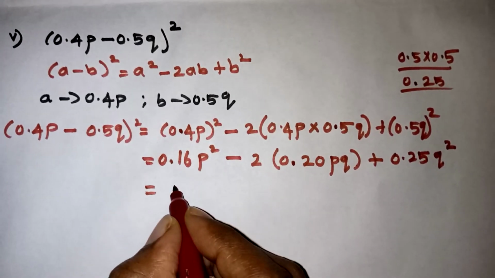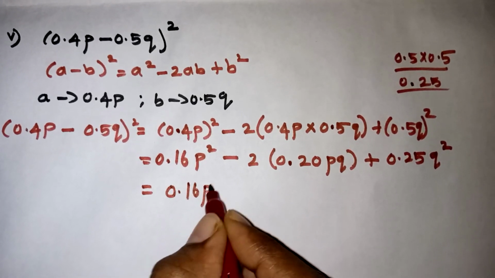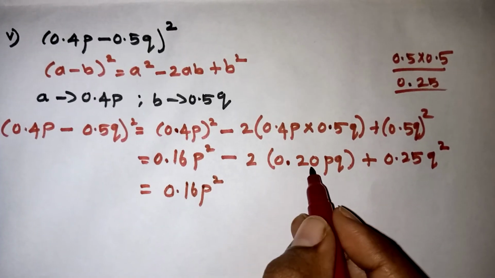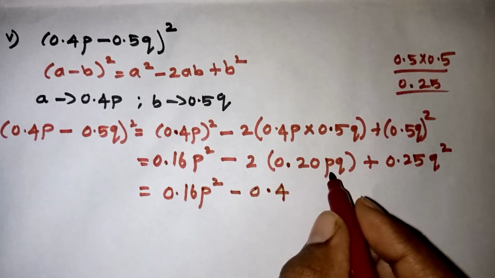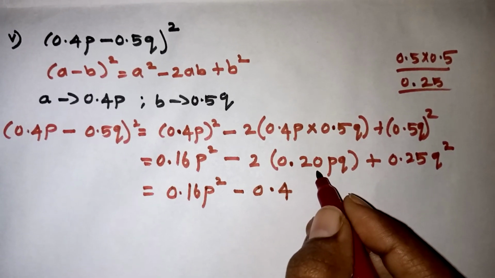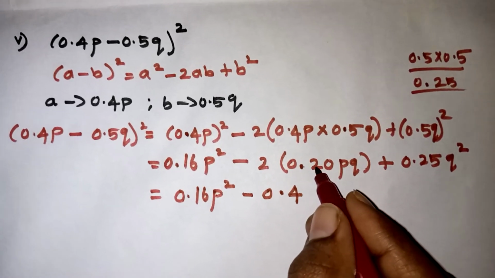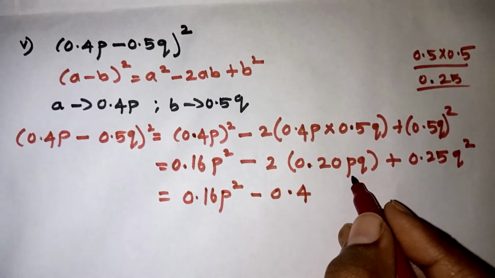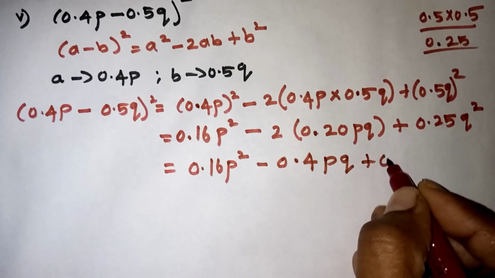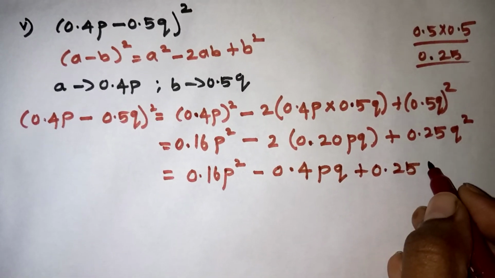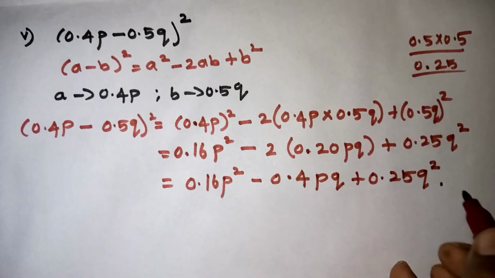Now the last step, 0.16 p squared. Here 2 into 0.2 will give you 0.4. If you write the 0 or not doesn't matter, because after the decimal point the last zeros have no value, you can leave that. 0.4pq plus 0.25 q squared. That is your correct answer.